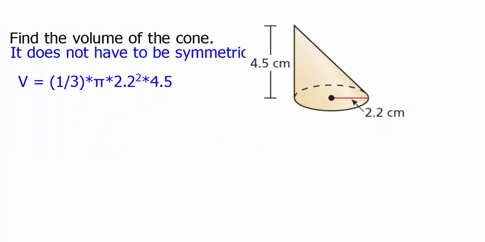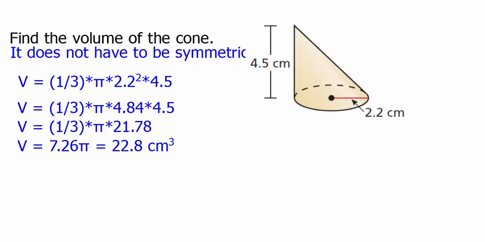I don't have to have it be a symmetrical cone in order to use this equation with the height. So here we have it set up. The things we're plugging in are the radius and the actual height, and we start simplifying those. I have multiple steps here. Once I get it down to something times pi, the answer is 22.8 centimeters cubed.